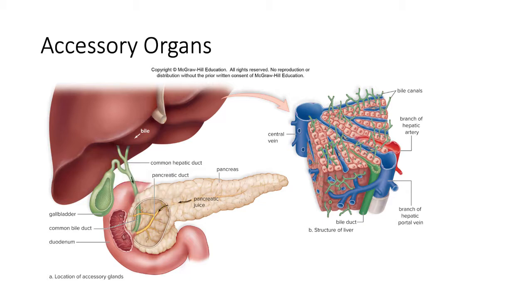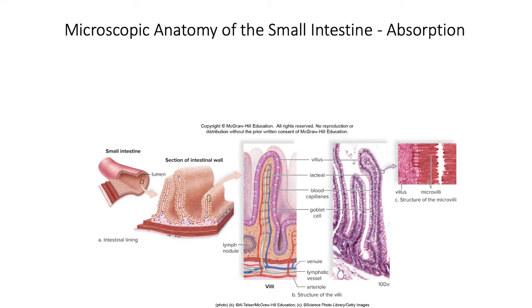Bile, bicarbonate, and digestive enzymes are all released into the duodenum, the first part of the small intestine. In addition to chemical digestion, the small intestine is also where most nutrients are absorbed. Several modifications to the wall of the small intestine increase the surface area available for absorption by 600 times.